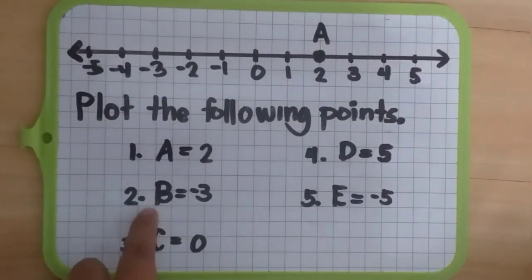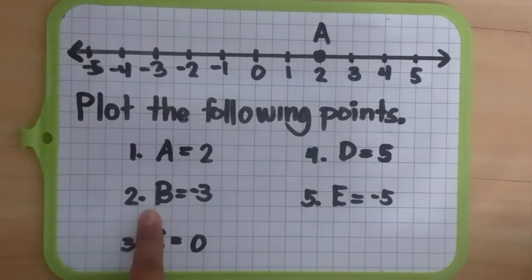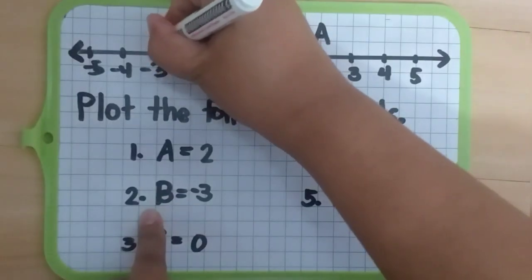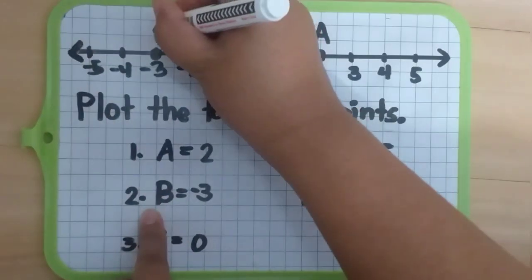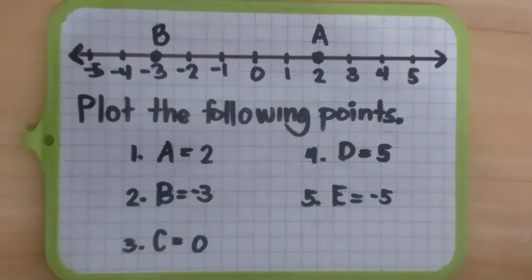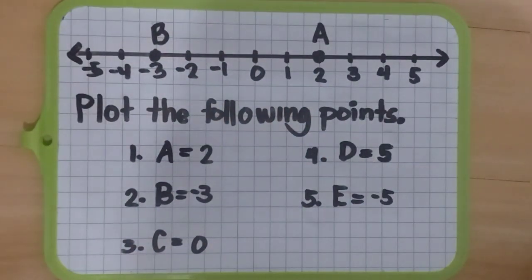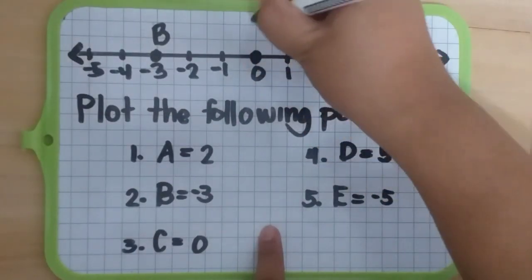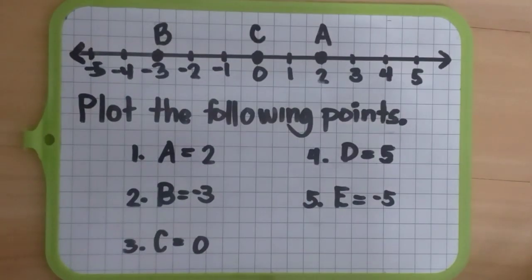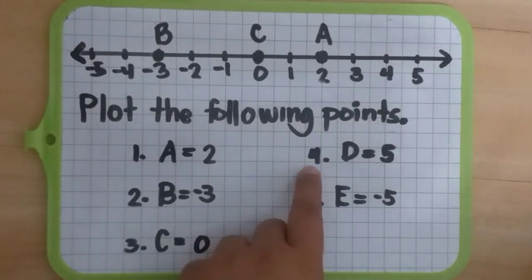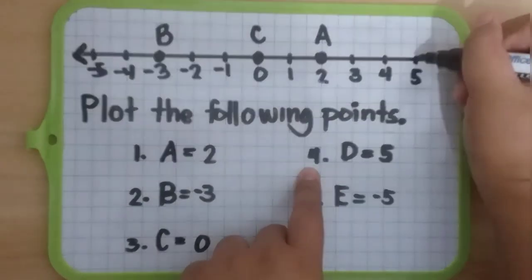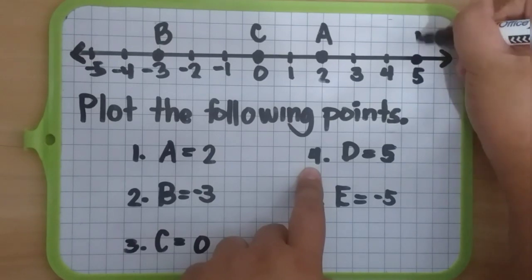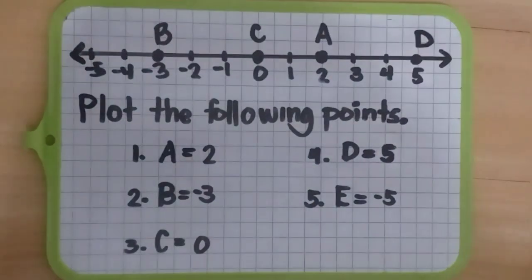Next naman ay ang number 2 which is B equals to negative 3. So, yung negative 3 ay nasa kaliwa ng ating 0. So, plot natin ang point and then ilagay ang B sa itaas. Next ay C. So, plot ang point and then write C here. And then number 4, we have D equals 5. So, sa kanan siya kasi positive 5. So, lagay natin dito yung point and then we have to write here D.